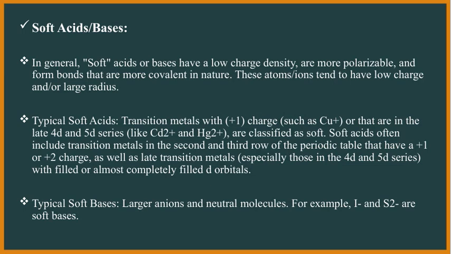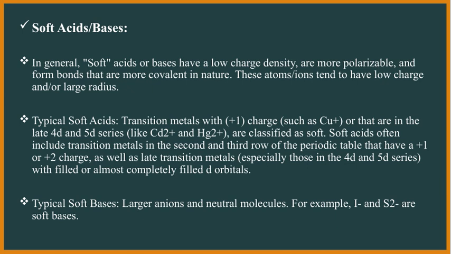Now, let's talk about soft acids and bases. In general, soft acids or bases are characterized by having a low charge density, which means their positive or negative charge is spread out over a larger volume. This makes them more polarizable, so their electron clouds can easily distort in response to interactions. Because of this, they tend to form bonds that are more covalent rather than ionic in nature. Usually, these atoms or ions have a low overall charge and often a larger radius, which contributes to their softness.